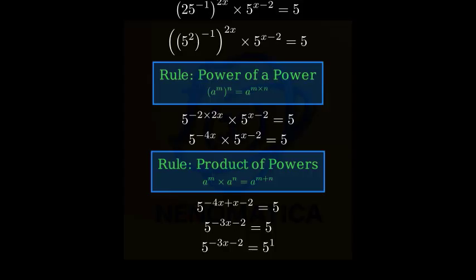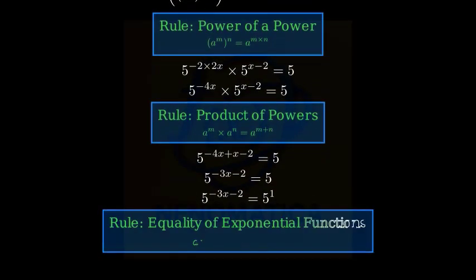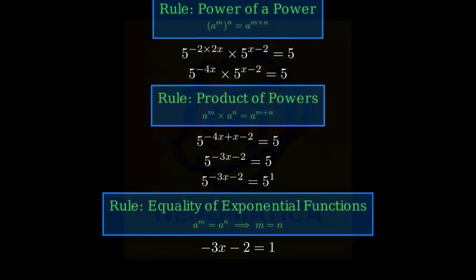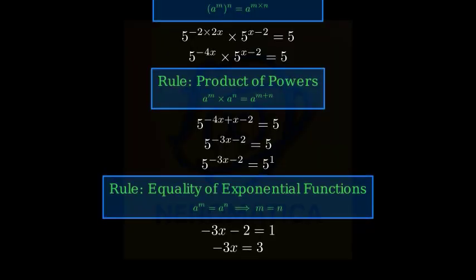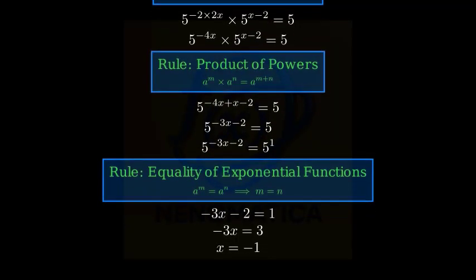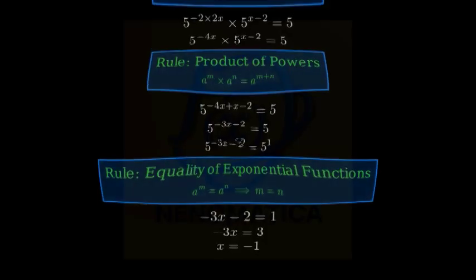-4x plus x equals -3x. So our expression becomes 5 to the -3x minus 2 equals 5. Since the bases are the same on both sides and equal to 5, the exponents must be equal. This means -3x minus 2 equals 1. Let's solve for x by first adding 2 to both sides. Finally, we'll divide both sides by -3 to get our answer.